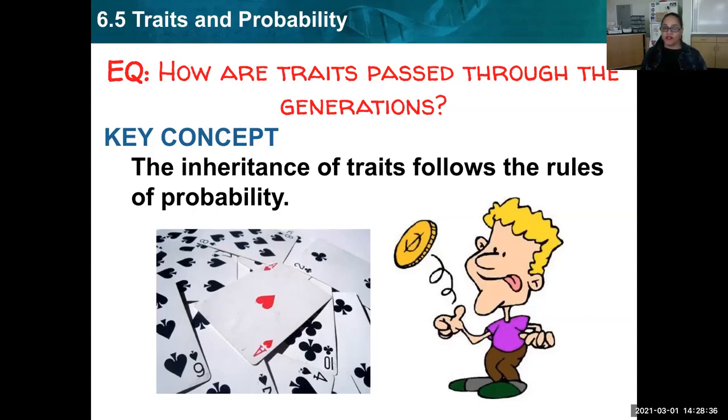So key concept, the inheritance of traits follows the rules of probability. That was that flipping a coin question. If you flip a coin, what is the probability you will get heads? Either 1 out of 2, because heads is one side out of the 2 that a coin has, or 50% probability. You can turn it into a percentage.